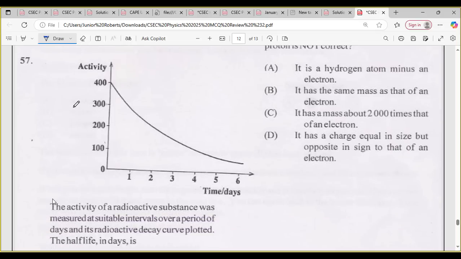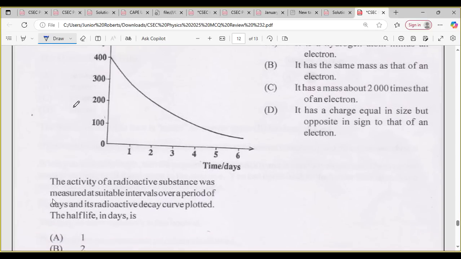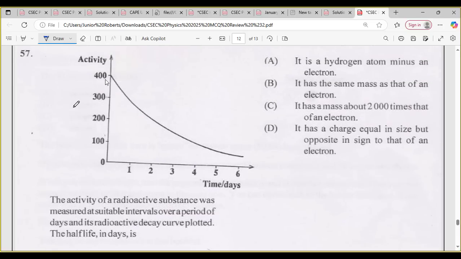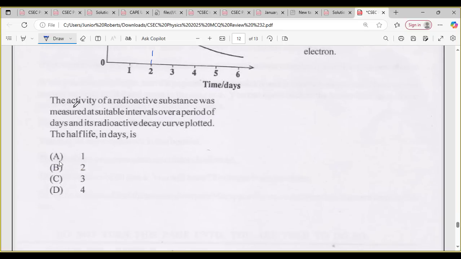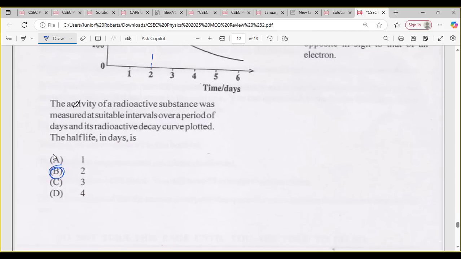57 now says that the activity of a radioactive substance was measured at suitable intervals over a period of days and its radioactive decay curve plotted. The half-life in days is, so the half-life is the time taken for the activity to reduce to half of its original value. So if we go from 400, half of 400 is 200, so we just do a broken line straight across to that, and then we go straight down, and that corresponds to 2, so that's going to be 2 days. So 57 is B.